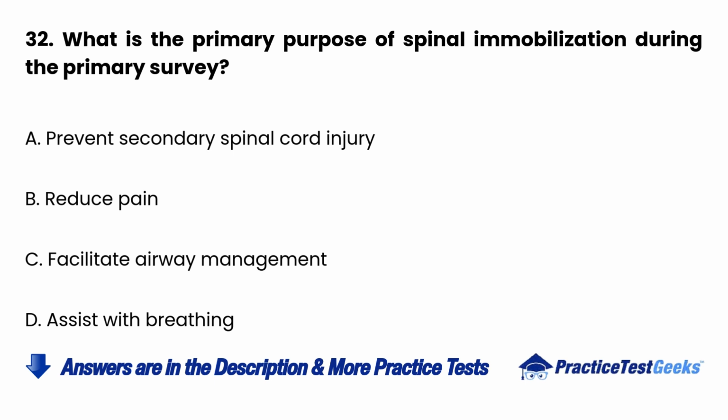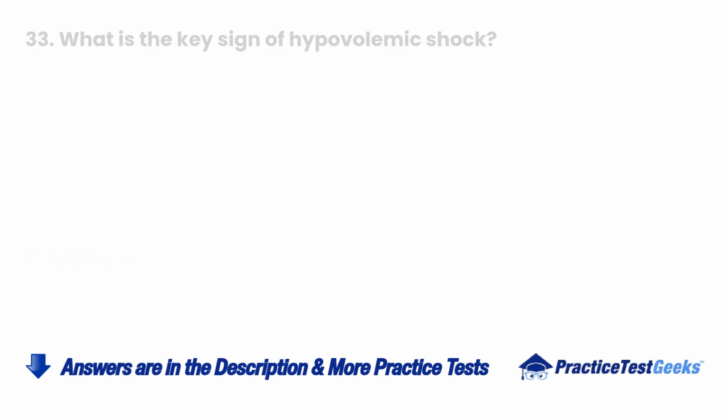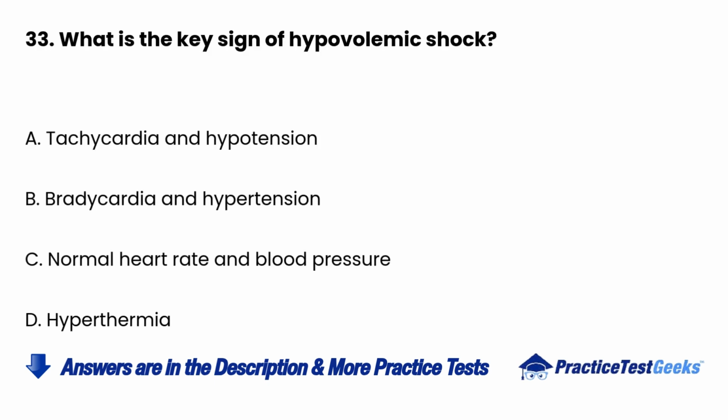A. Prevent secondary spinal cord injury. B. Reduce pain. C. Facilitate airway management. D. Assist with breathing. 33. What is the key sign of hypovolemic shock?